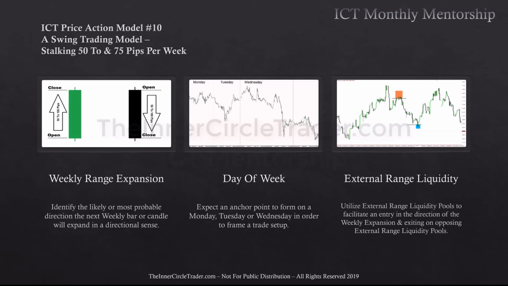For the day of week, we're going to be expecting an anchor point to form on a Monday, Tuesday, or Wednesday in order to frame a trade setup. And the pattern is going to be external range liquidity. We're utilizing external range liquidity pools to facilitate an entry in the direction of the weekly expansion and exiting on opposing external range liquidity pools.